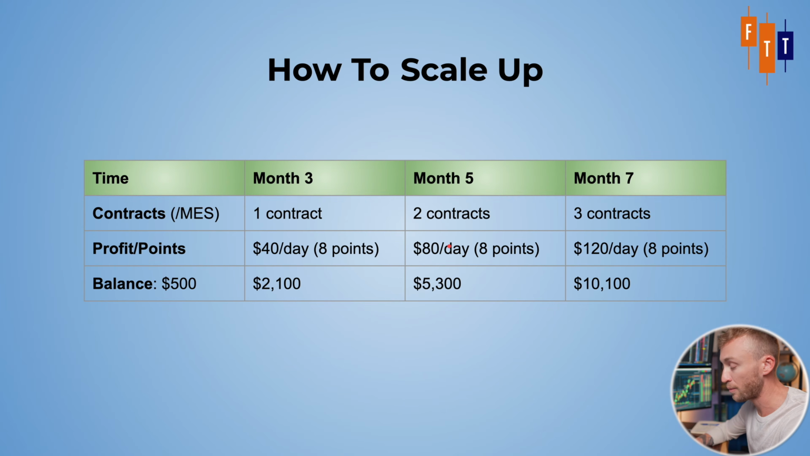And if you go, hey, what I'm doing works, I'm going to start trading 3 contracts. Now you're making 120 a day, which is 8 points. You're doing the same thing every month, the same setups. It should be mundane and boring, the same thing over and over again. $120 a day. At the beginning of month 7, after a little over half a year, your account will have $10,000 in it. And now you can say, hey, I know what I'm doing, and you can start scaling up.